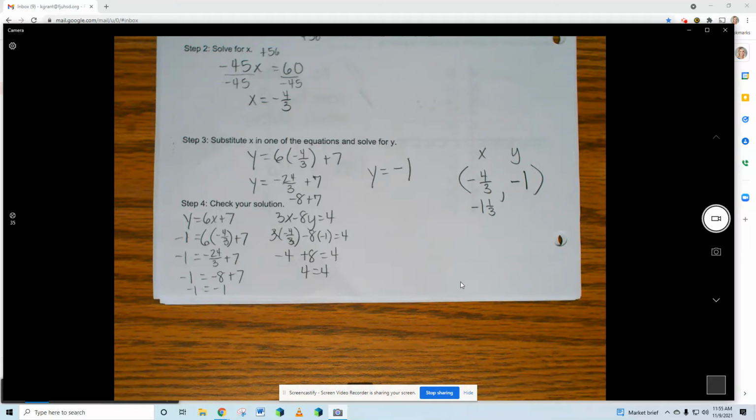You plug that ordered pair back in, and you see if it works. Does the left side equal the right side? Yes or no? So this is great because I checked. I got the right answer for my solution.